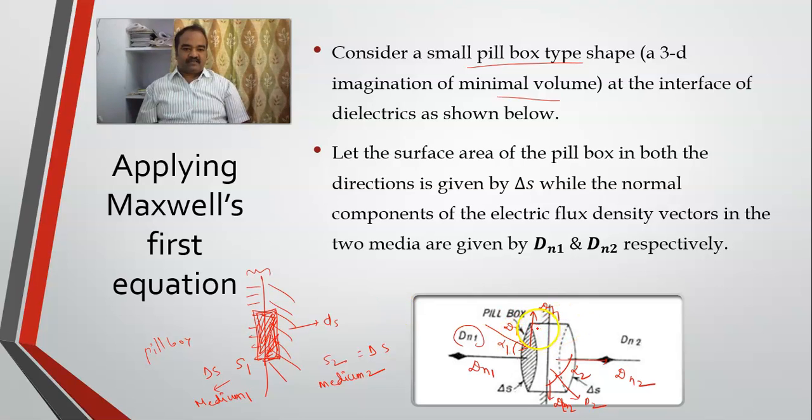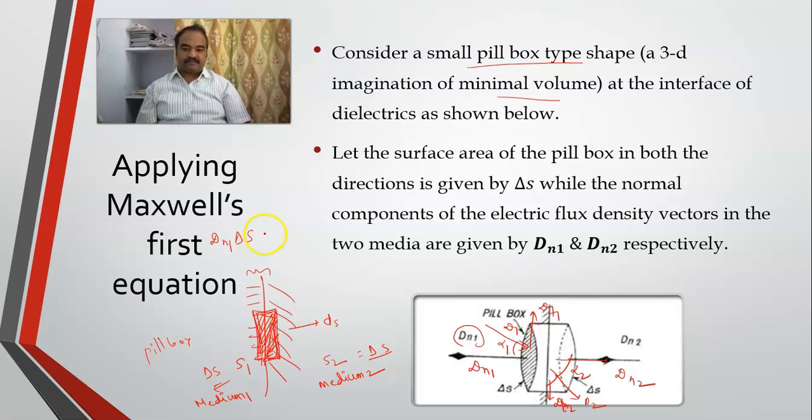How many surfaces are there? I am considering this surface as 0. So to me, only one surface is in medium 1, and another surface is in medium 2. In medium 1, the surface is delta S. In medium 2, it is also delta S, isn't it? So in medium 1, delta S is a surface, and what is the normal component of the D1 vector? It is Dn1, isn't it?